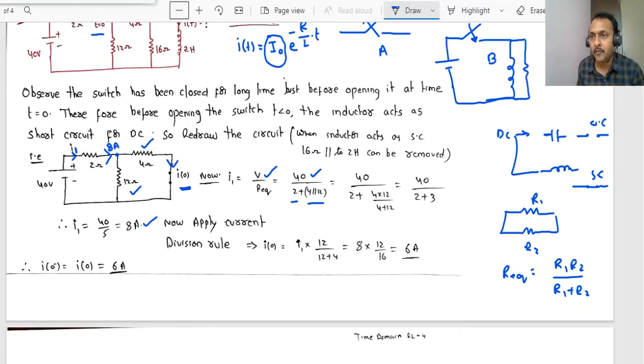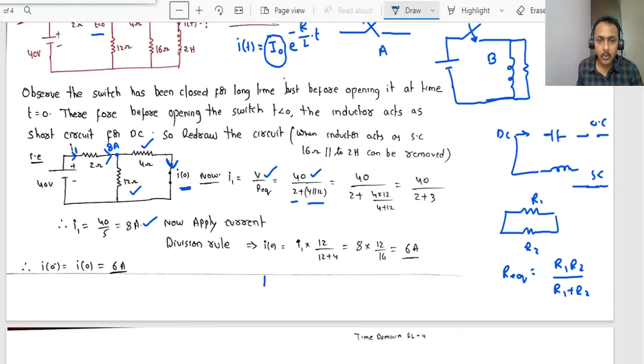That is our area of interest. To get the initial current through the inductor, we want the current through this short circuited path. Now the current through this short circuited path is nothing but the current through the 4 ohms. But just now we have calculated the total entering current is 8 amps. How much current will flow in these 4 ohms? Simply we can apply the current division rule.